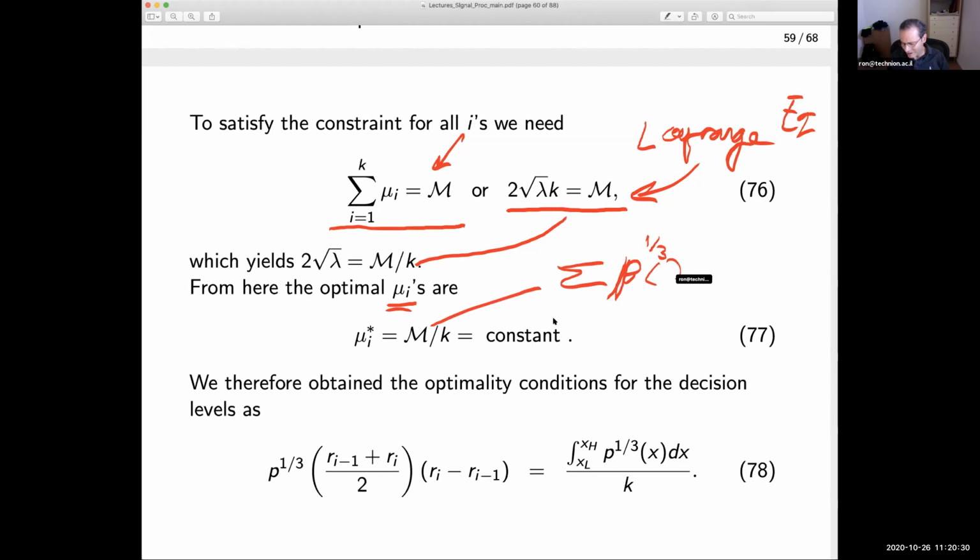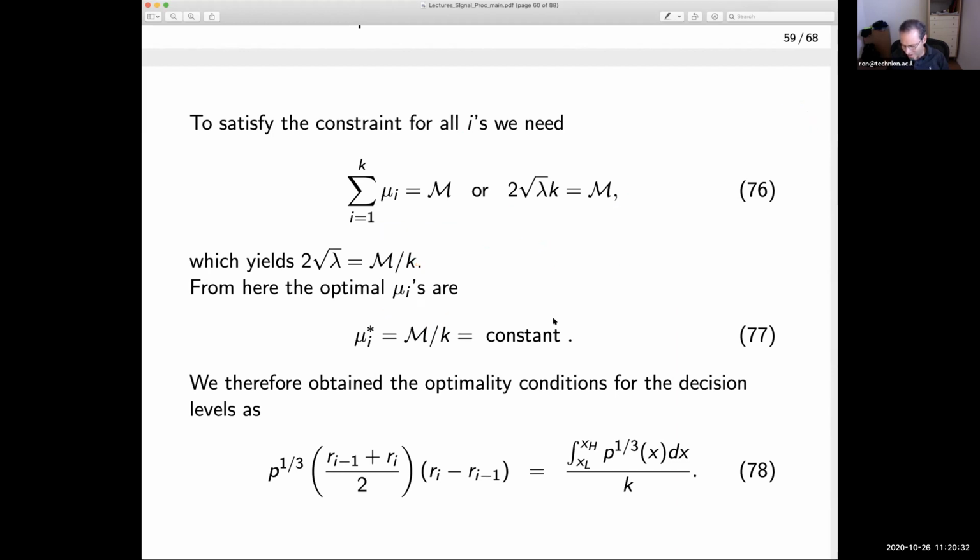This would be m, which is nothing but the integration of p^(1/3) dx. So this is the m, and I'm getting the optimal mu_i to be a constant, which is equal to nothing but m divided by k. Again, k is my largest number, and I know exactly how each mu_i should look.